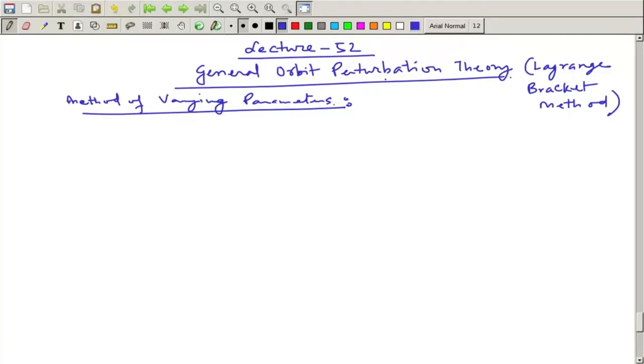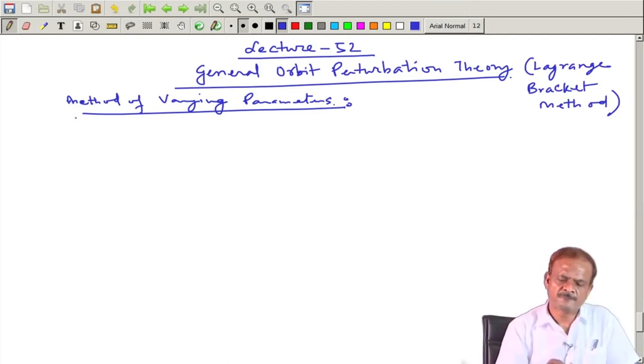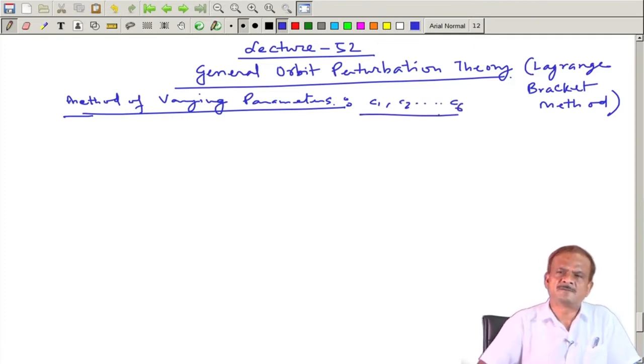Welcome to lecture number 52. In the last lecture, we derived the Lagrange bracket, and therefore the problem we have been working with, we call this the general orbit. Actually, I wrote general perturbation theory, but because we are working with the orbit, we call this the general orbit perturbation theory, using the Lagrange bracket method, because the Lagrange bracket is appearing there. Lagrange was the person who did this work, and in his name this is called the Lagrange bracket. And especially why we are calling this the varying parameter, because the parameters C1, C2 are the oscillating parameters; they vary with time.